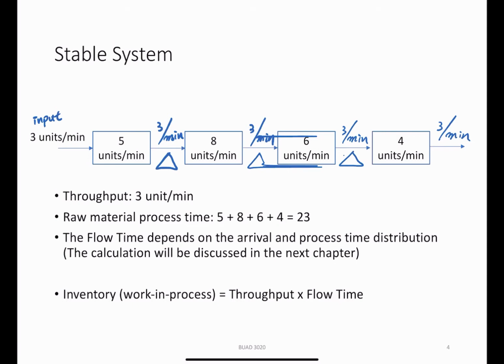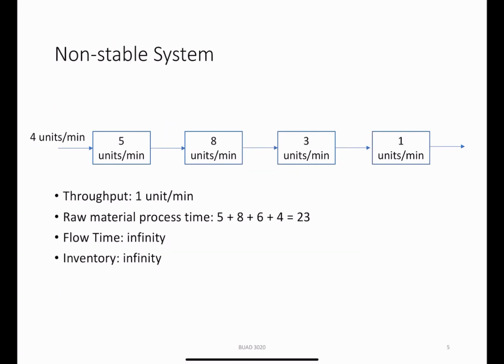And using Little's Law, we know that the work in process will be equal to throughput multiplied by the flow time. For a non-stable system, you will realize that at least one of the stations has a service rate less than your input. Initially, the items go into the system at 4 units per minute. Because 5 is greater than 4, the input for the second station will still be 4, but our service rate will be 8 per minute. We have enough capacity to deal with that.